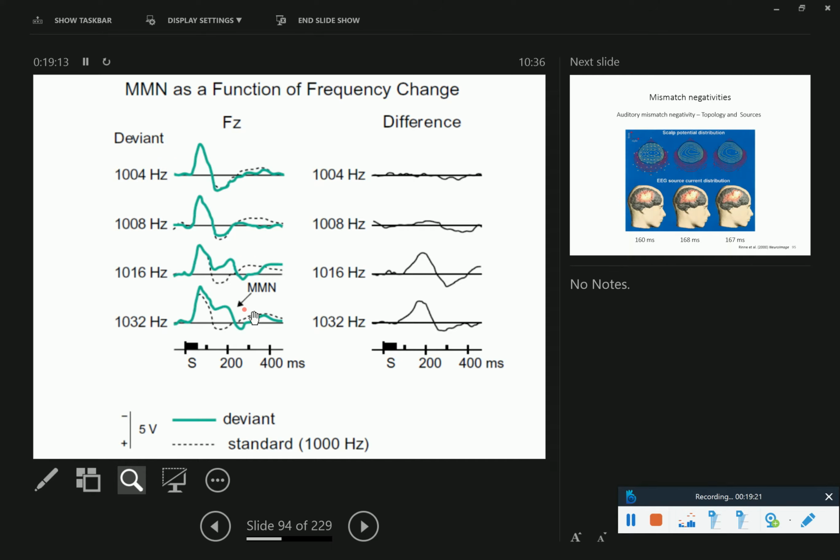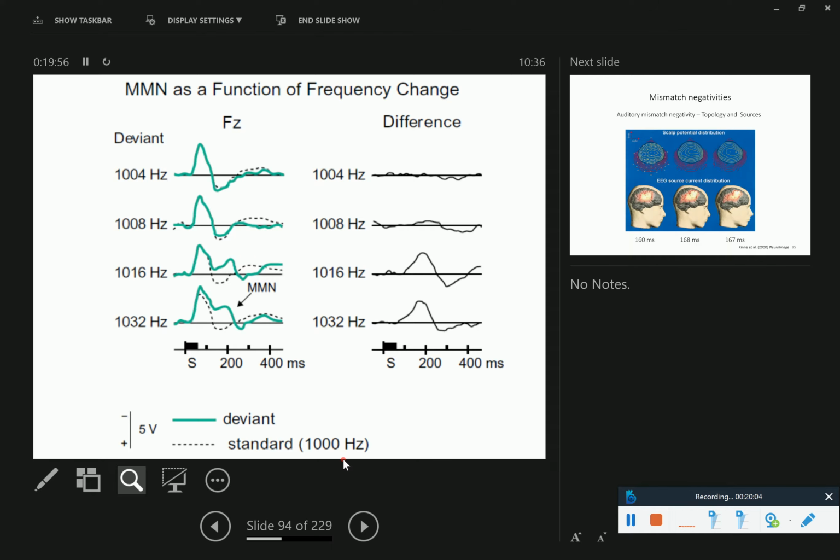So maybe one thing that you could do is that you have a standard of 1000 hertz, and then you take a deviant that is, let's say, 50 hertz above it, so 1050 hertz, and another deviant which is 50 hertz below it, so you have 950 hertz. Then you average over the higher deviant and the lower deviant, and then look at the response. So then at least you have averaged over both the higher and the lower deviant.